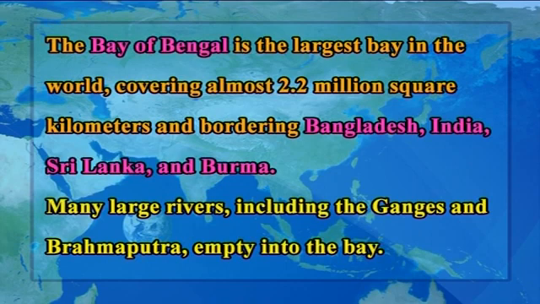The Bay of Bengal is the largest bay in the world, covering almost 2.2 million square kilometers and bordering Bangladesh, India, Sri Lanka and Burma. Many large rivers including the Ganges and Brahmaputra empty into the Bay of Bengal. The briny wetland formed by the Ganges-Brahmaputra on the Bay of Bengal is the largest delta in the world.